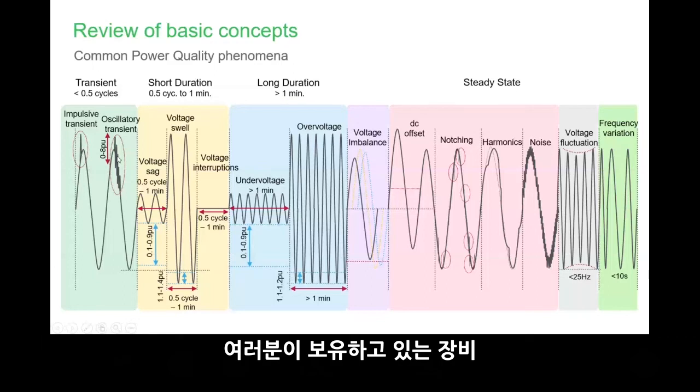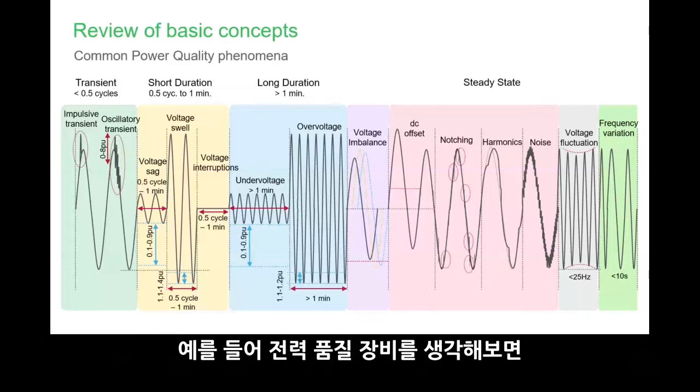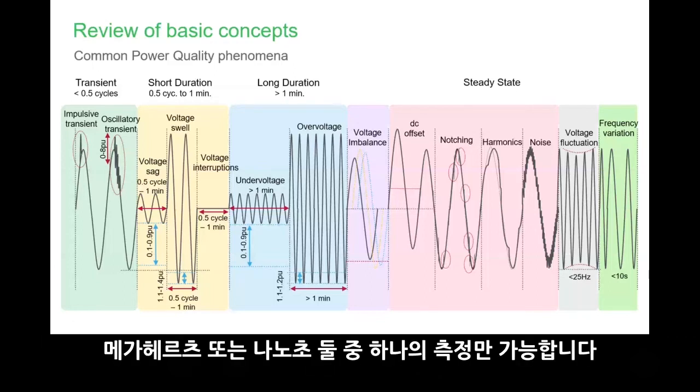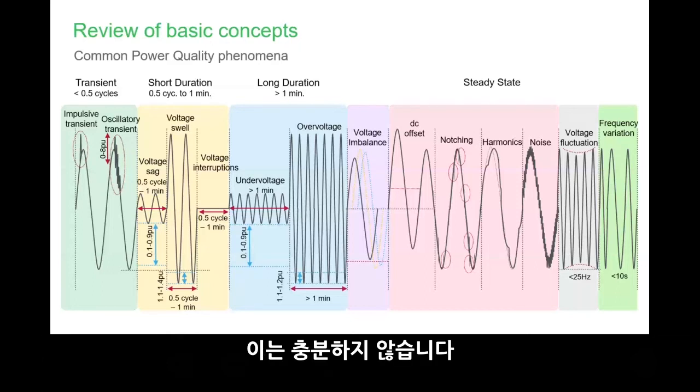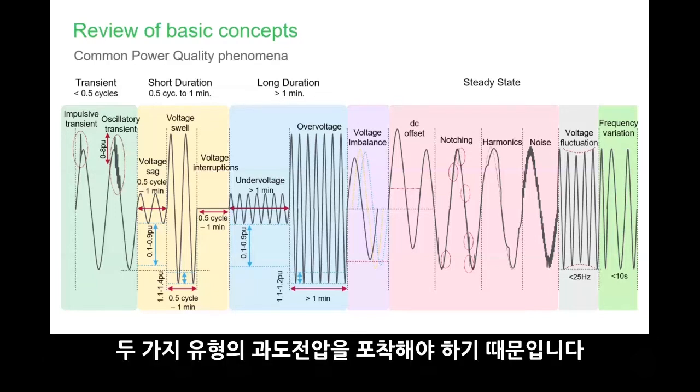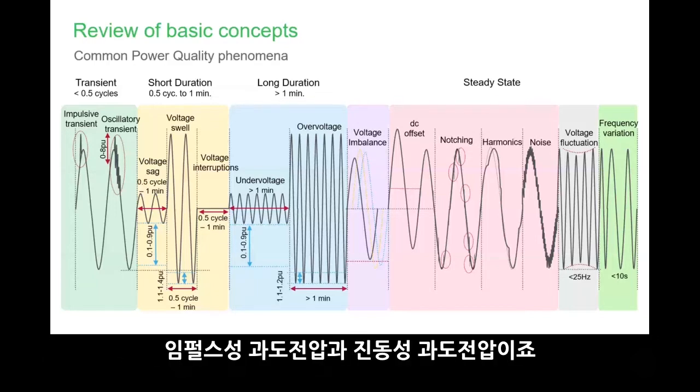Okay, so any equipment that you have, for example, power quality equipment, if they only tell you one type of measurement, which is either megahertz or nanosecond, it is not enough. We have to know both. Why? Because we have to capture 2 types of transient. One is impulsive and the other one is oscillatory transient.